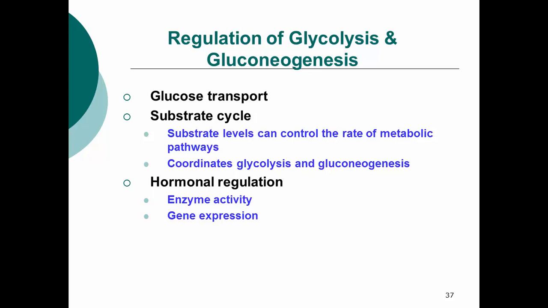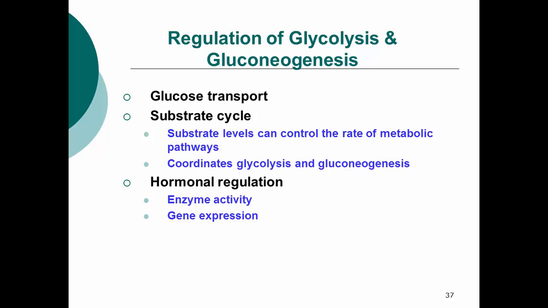Okay, now something I think is very important. We're going to talk about the regulation of the glucose metabolic pathways. Right? So here we just try to focus on the two main pathways of glucose, glycolysis and gluconeogenesis. Right? And in terms of regulation, think of glucose transporters, substrate cycles, and hormones that are all involved in regulation of glycolysis and gluconeogenic activities. Right?